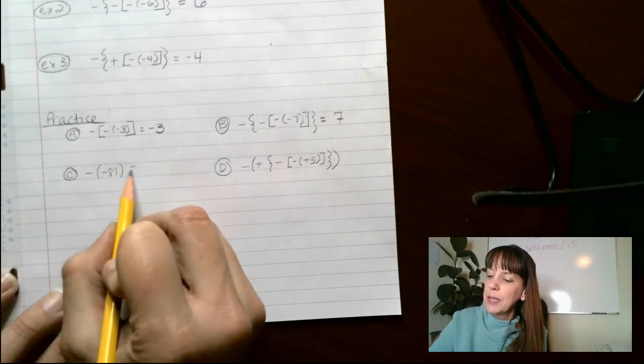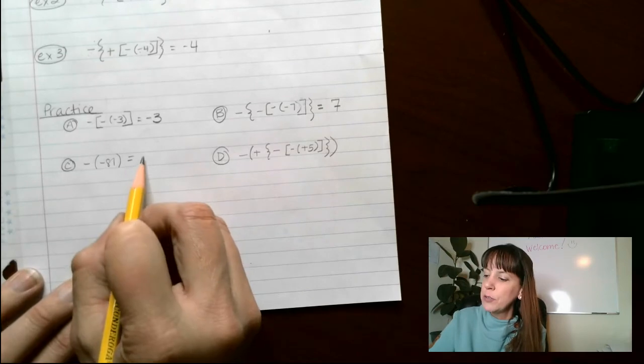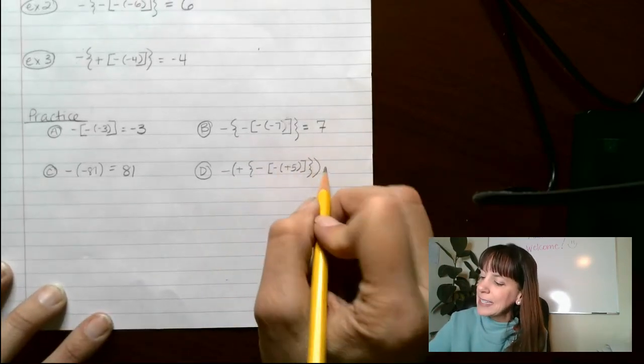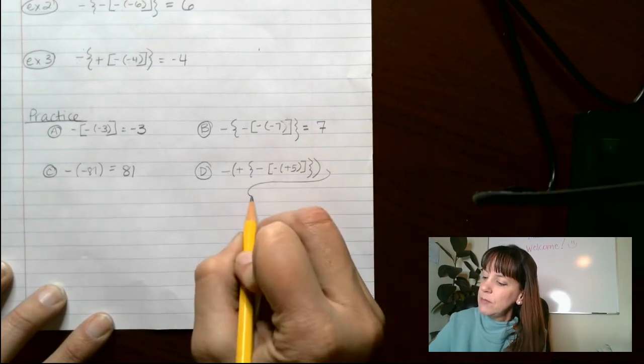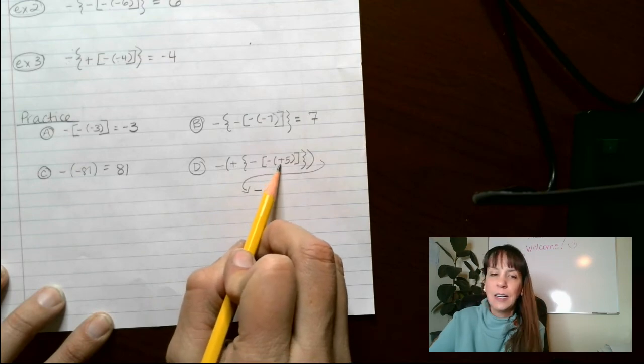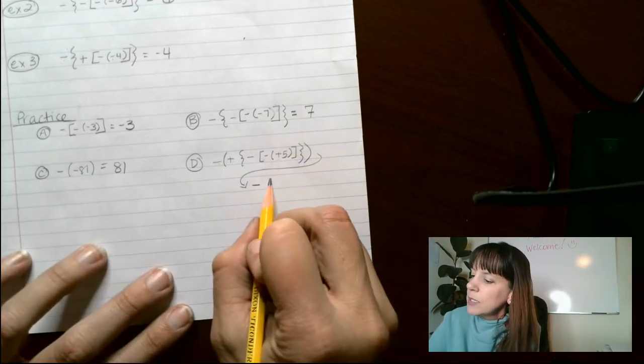1, 2, that's an even number, so it's going to be +81. 1, 2, 3, that is odd, so it's going to be negative. Notice I didn't have to count the positives, right? So it's going to be -5.